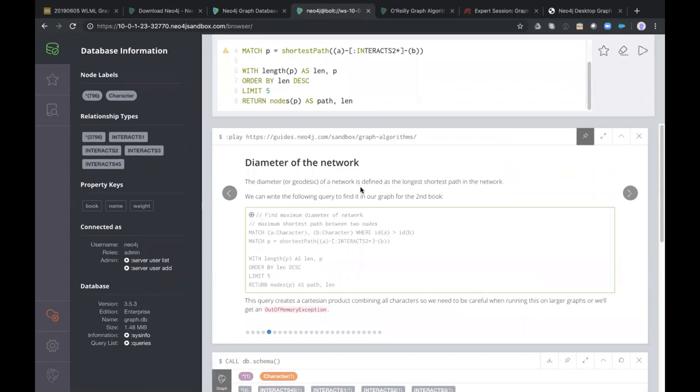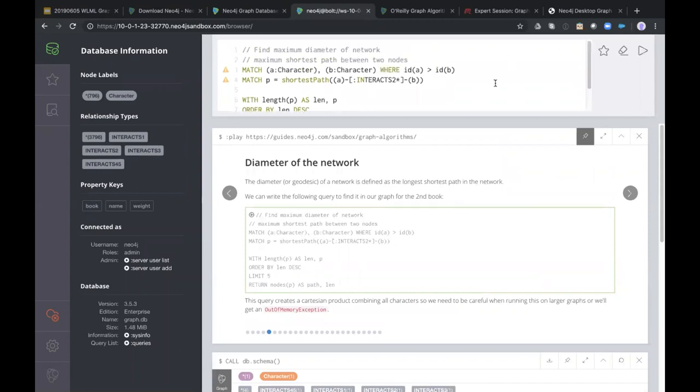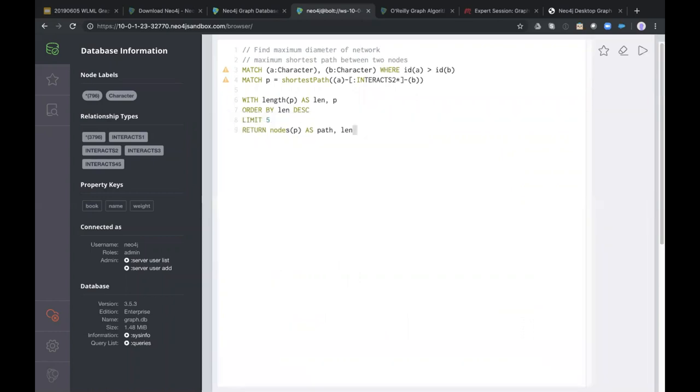This is actually an interesting one, the diameter of a network. If you have a longer query that doesn't fit, you just push escape and you get the bigger query view. So what are we doing here? The diameter of a network is the maximum number of shortest paths between two nodes. So I'm matching two characters, whatever two characters. I'm looking at all the characters, there's 400 of them, and I'm walking all of these paths between A and B for a particular season, season two, and then I'm looking at the length of those paths.